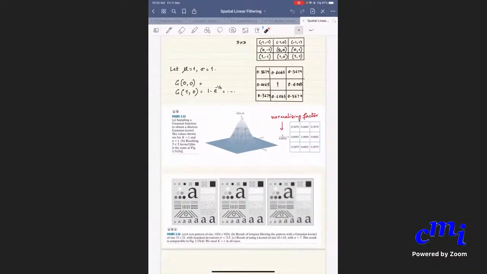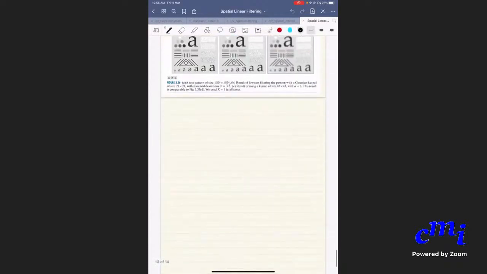Then there are two or three more important properties of a Gaussian filter that make it unique and irreplaceable. So Gaussian filters have the following important properties. One, they are much preferred over box filters. Gaussian filters are preferred over box filters for the following reason.